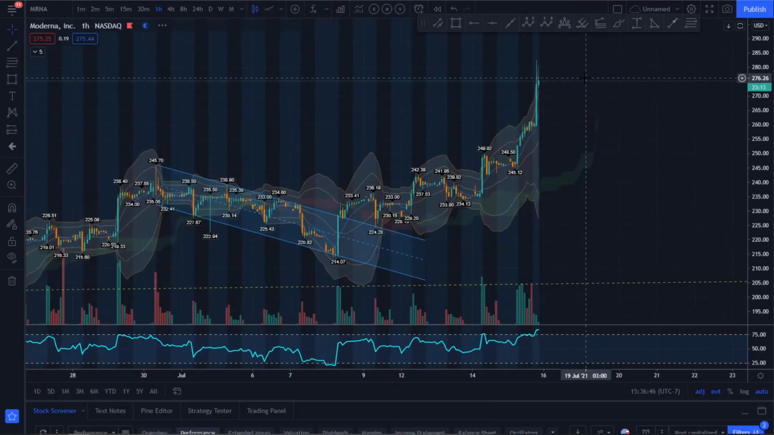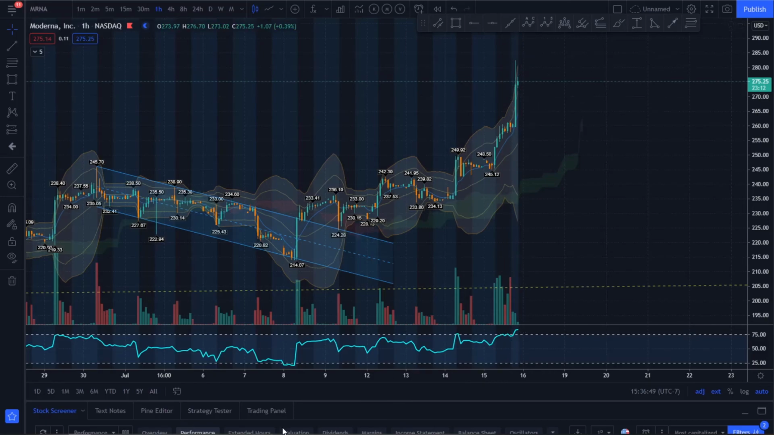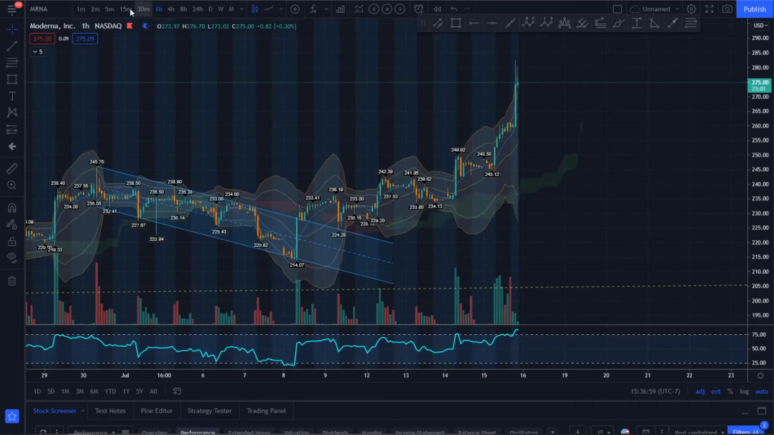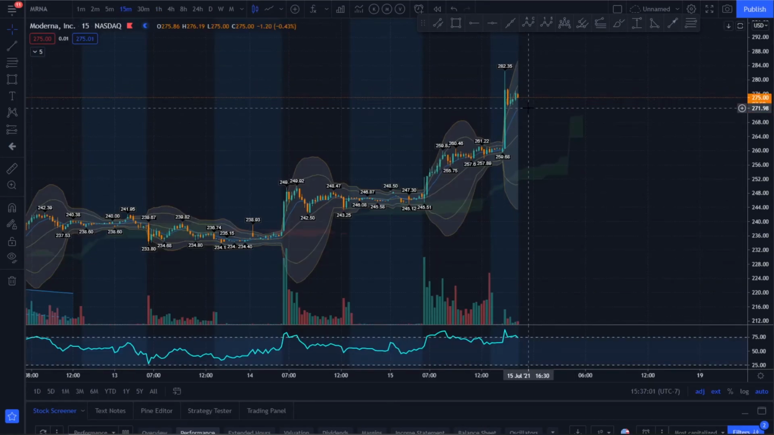So I had Moderna, which ran up after hours because of news. So there's a possibility it would be extended over the third deviation on the upper Bollinger Band. There's a possibility it could sell off first thing in the morning. But you see here, maybe not a confident play because it's at all-time highs. And even if it sells off, it could be only short-term down before it gets bought up again.